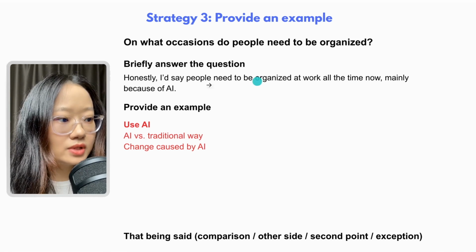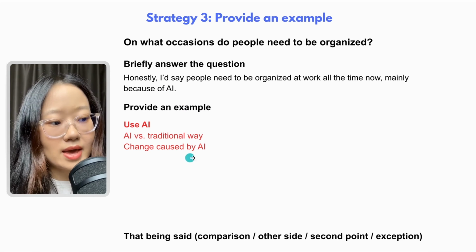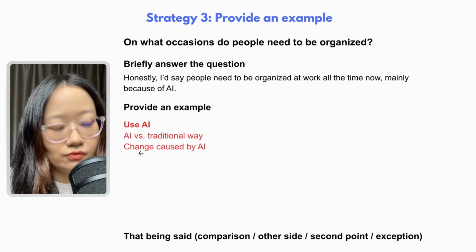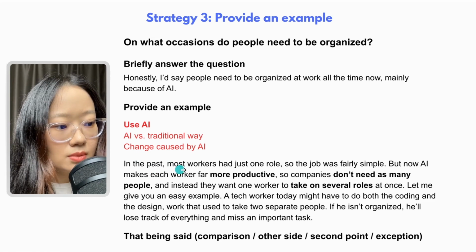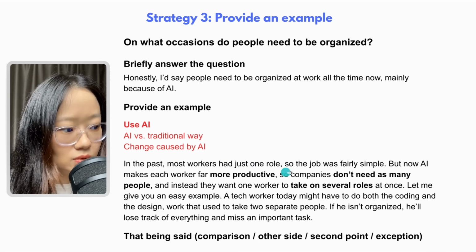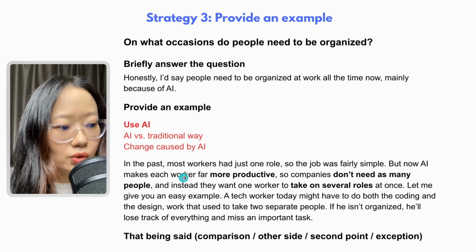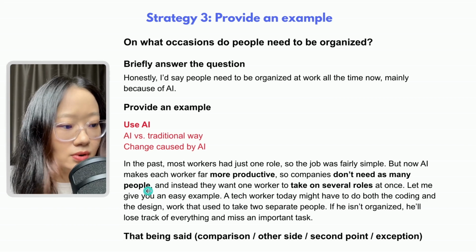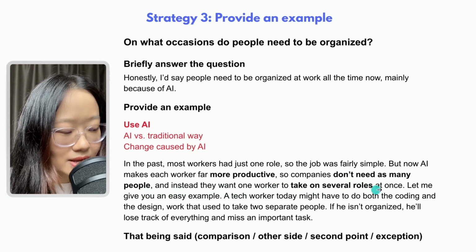But if we include the AI into our answer, then we can describe how AI is changing the workplace and make it more important for people to be organized at work. In the past, most workers had just one role, so the job was fairly simple. But now AI makes each worker far more productive, so companies don't need as many people. And instead, they want one worker to take on several roles at once.